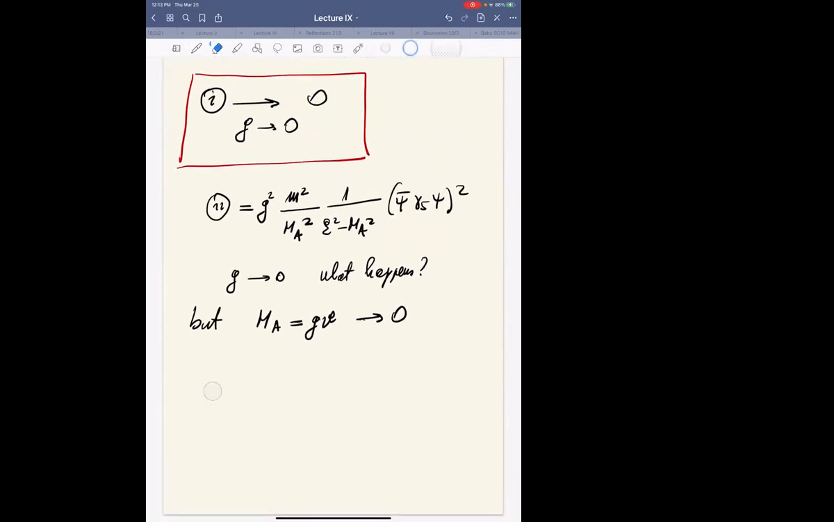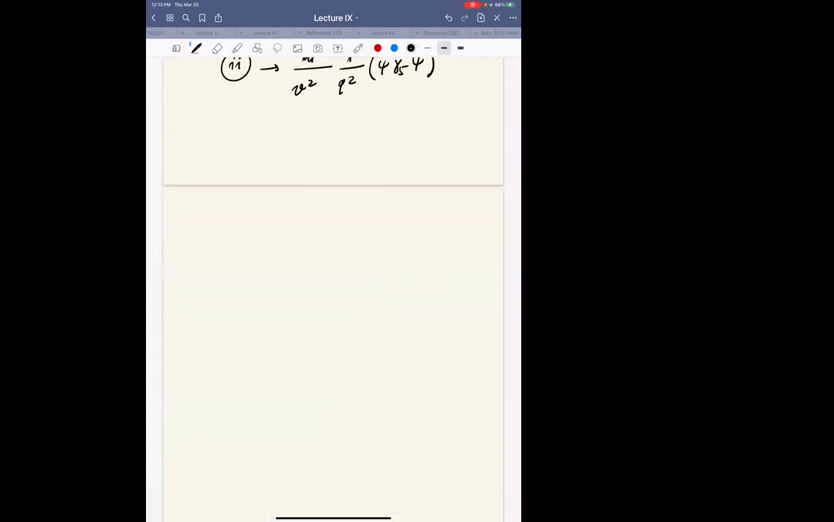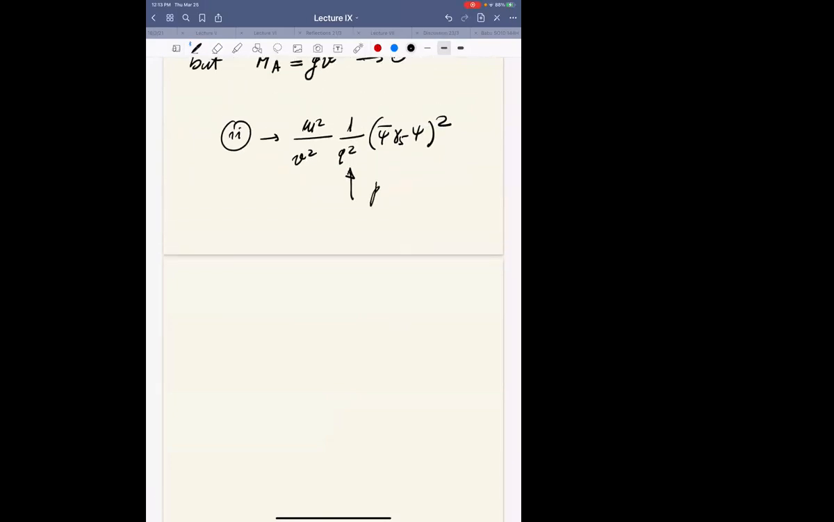So in other words, piece 2 goes, look what we get. 2 goes to m squared over v squared. m_A goes to 0, so I get 1 over q squared, psi bar gamma 5 psi squared. What is this? Look at this. This is a propagator of a massless particle.